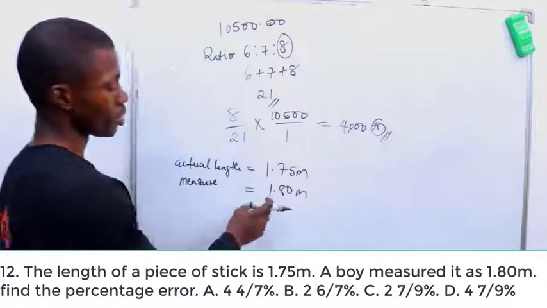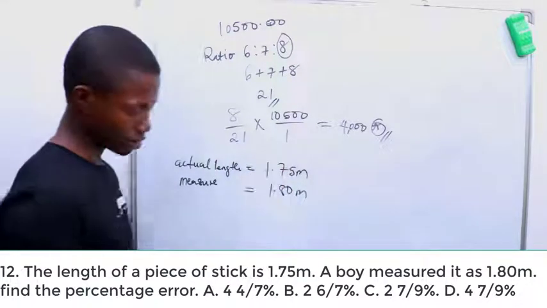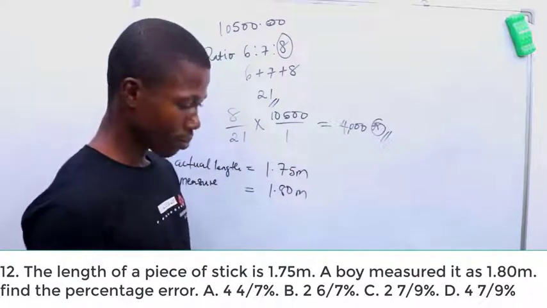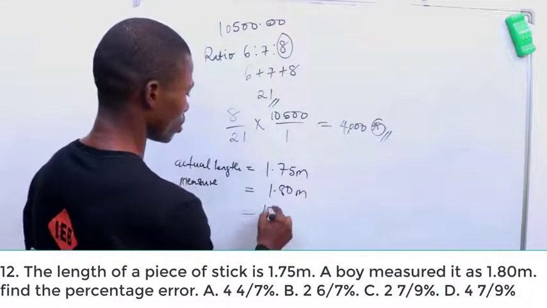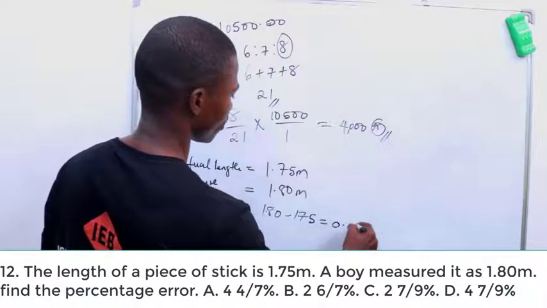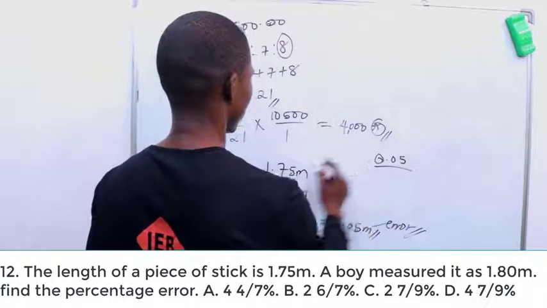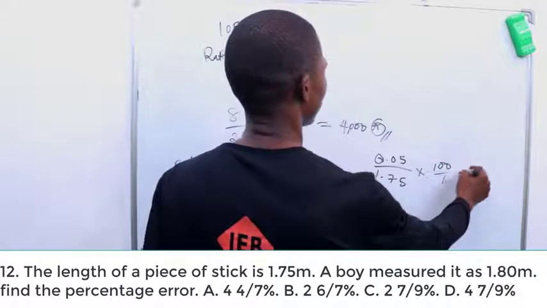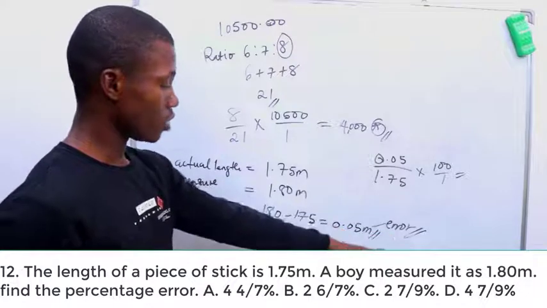Okay? So our error now will be the measured error minus 1.75. Our measurement will give us 0.005. So if you do this minus this, 1.80 minus 1.75, it will give us 0.05. This is our error. Error over actual measurement times 100 over 1 will give us our percentage error.